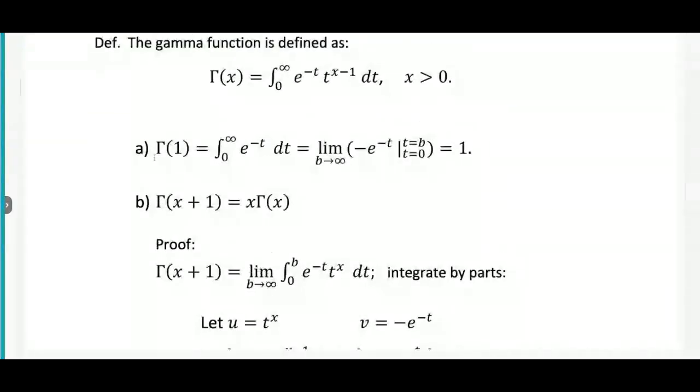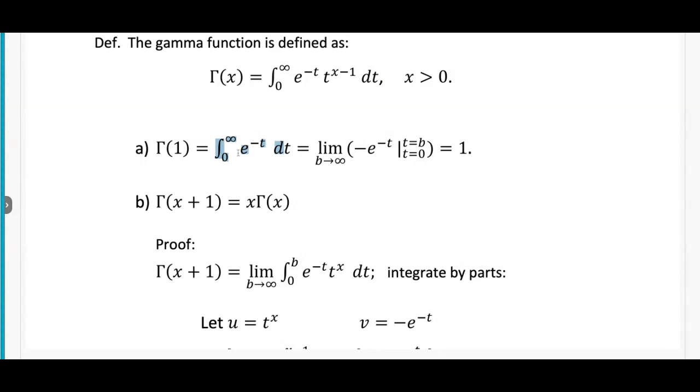So I have two parts. The first part is gamma 1 equals 1, because for x equals 1, t raised to 0 becomes 1. So we only have the integral of e to the negative t dt.